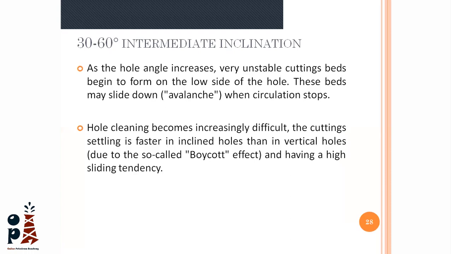With this section, we try to clean it with multiple high-vis sweeps, and also use RPM and make a lot of circulation before tripping out to make sure that this section is properly clean. Because if we pull out of the hole and we still have some cuttings inside this intermediate inclination part of the well, we will have a hole cleaning problem, and maybe we have hole fill. So we call this effect avalanching, or the high sliding tendency. We call it the Boycott effect. And the Boycott effect describes this sliding effect of the cuttings.